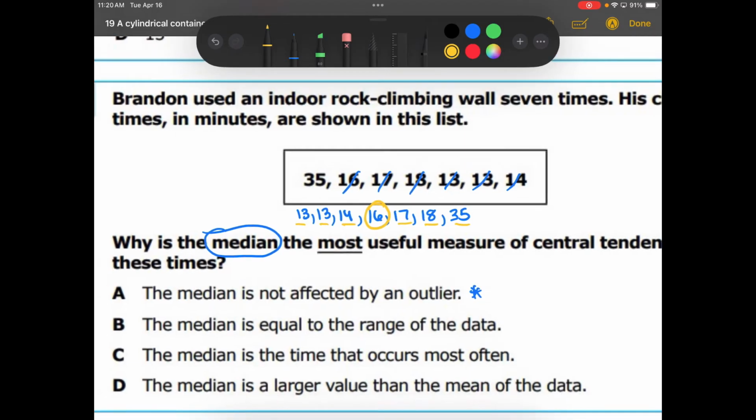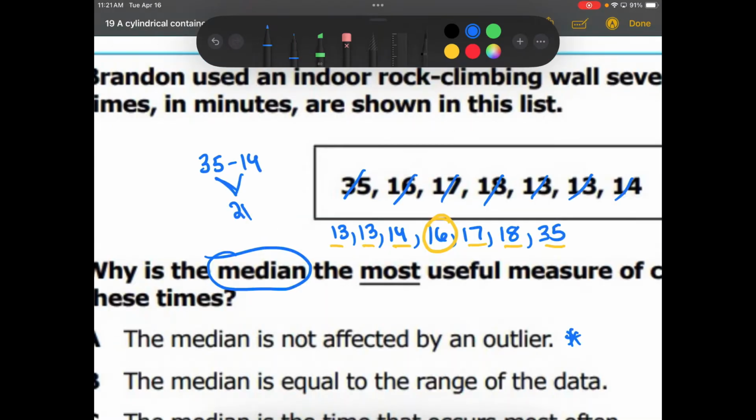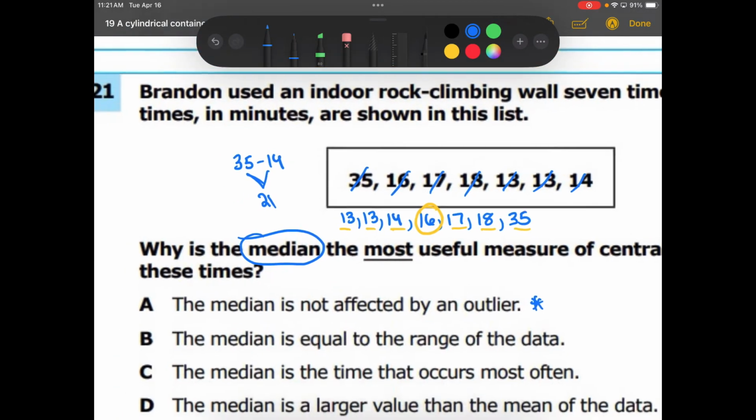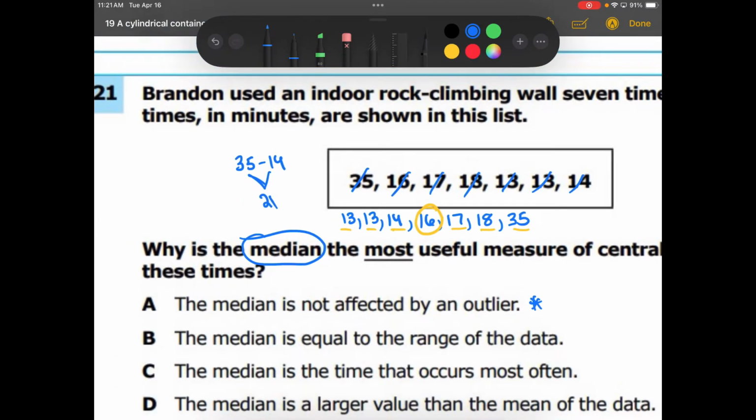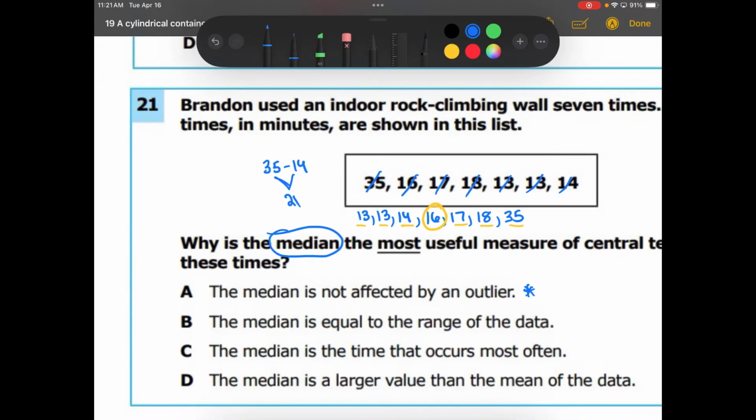And it says the median is equal to the range. What is the range again? When you take the larger number and subtract the smaller number. So let's go ahead and do that. 35 minus 14. What's our range? Our range is 21. Our median is 16. Is B a true statement? No, B is not true. The median is not equal to the range.